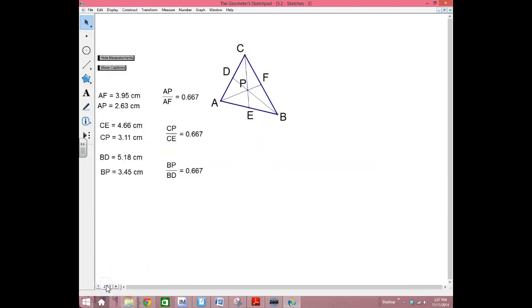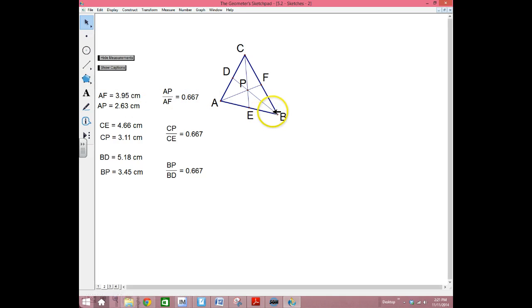The other special point is if you have all the medians. If you have all the medians, they meet at a point called P, in this case. And there's a special theorem that says that the distance from the centroid to the vertex is 2/3 the length of the whole segment. That's the relationship. You can see right here, AP is the short segment, A to P. AF is the whole segment. And if I do AP divided by AF, I get 2/3.